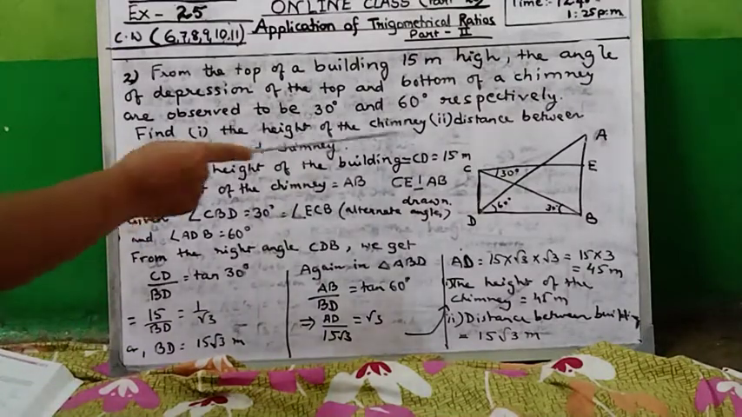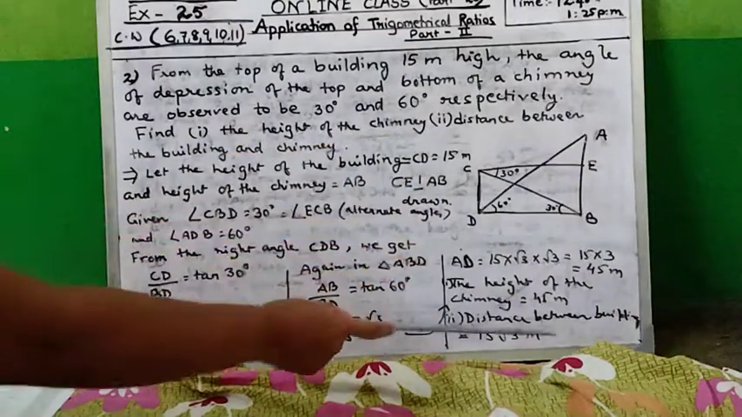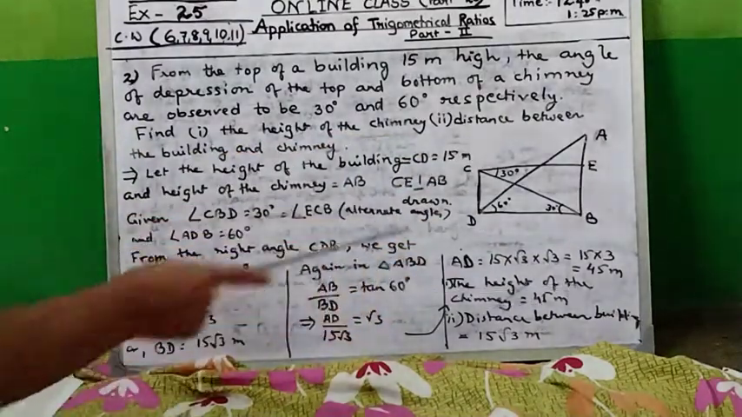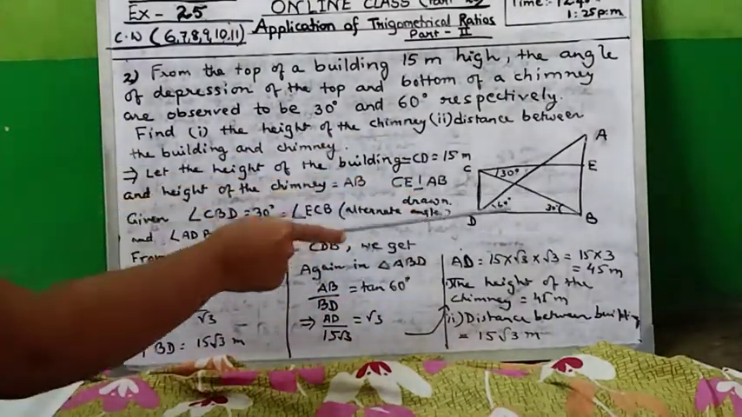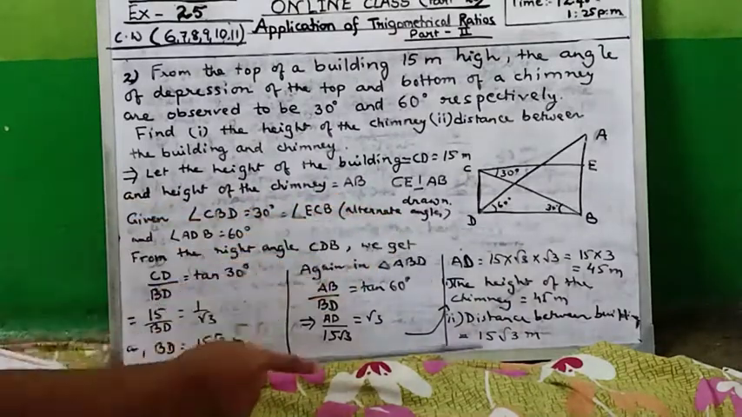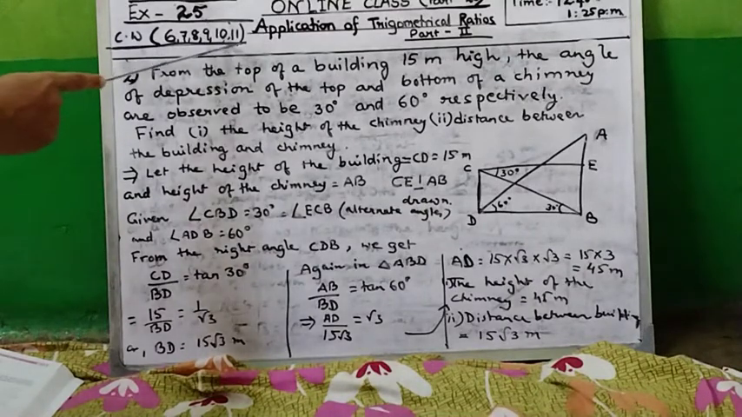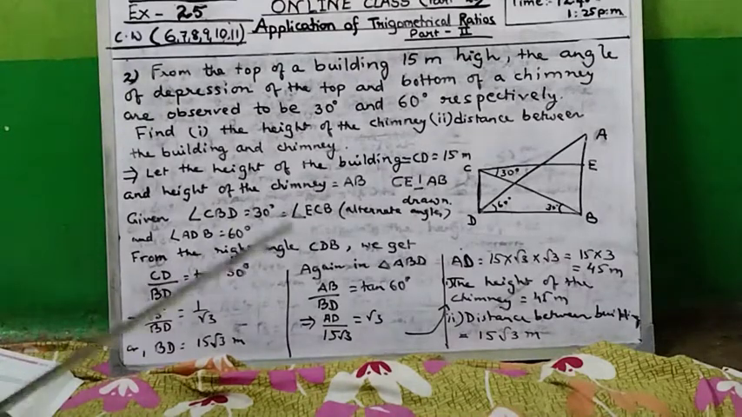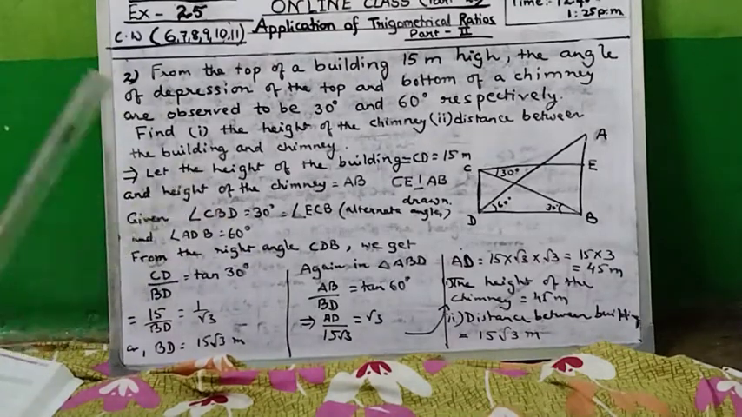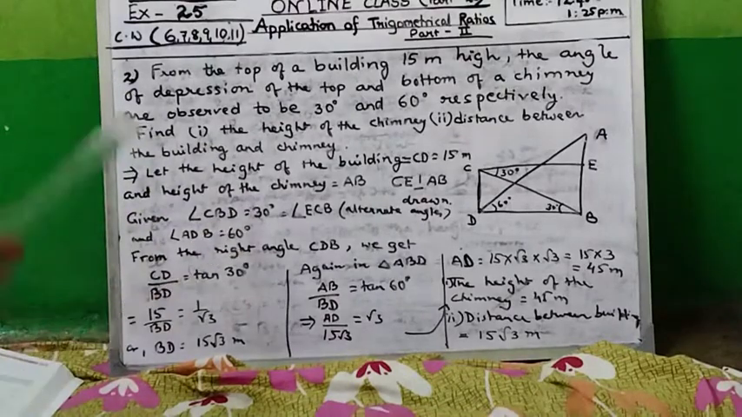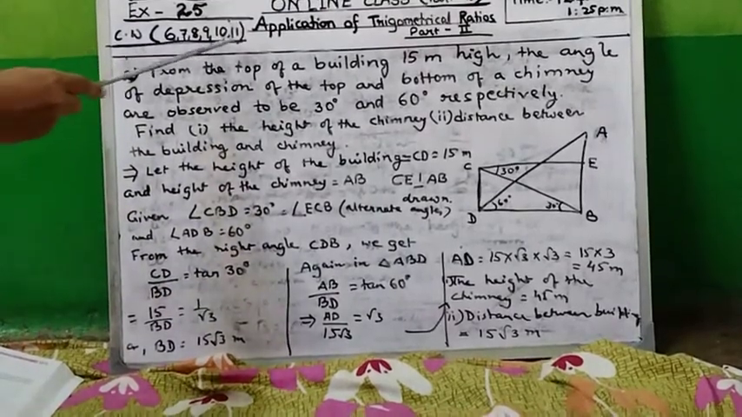So the height of the chimney AB is 45 meter, and the distance between the chimney and the building, that is BD, is equal to 15 root 3 meter. So both the answers you have got. Sum number 6 is based on this type of sum. Now you start doing sum number 6, 7, 8, 9, 10. Following classes will be based on other most important sums on trigonometrical ratios application.